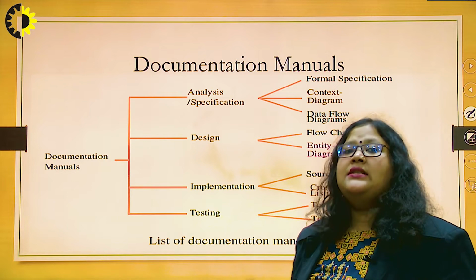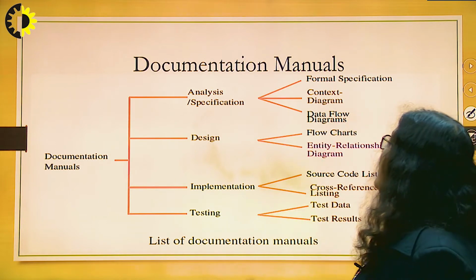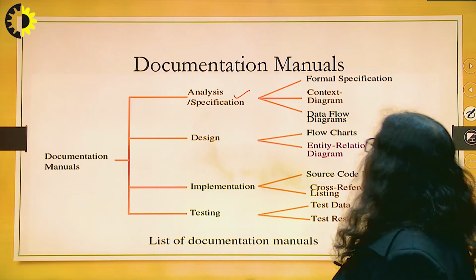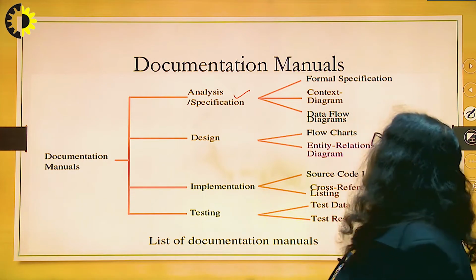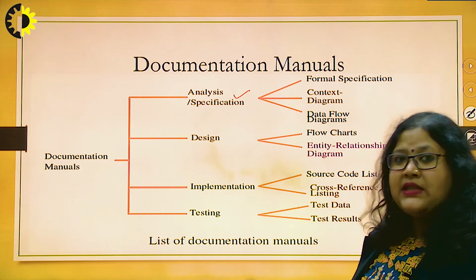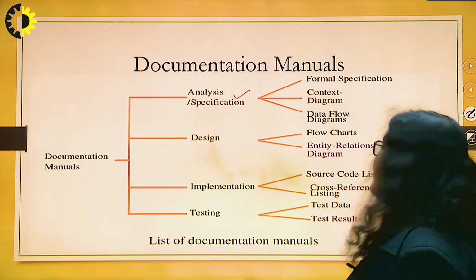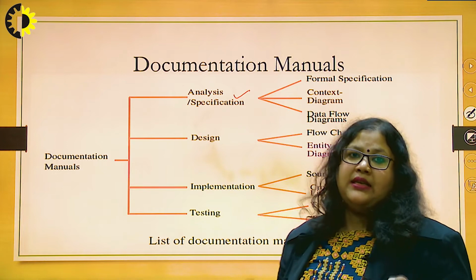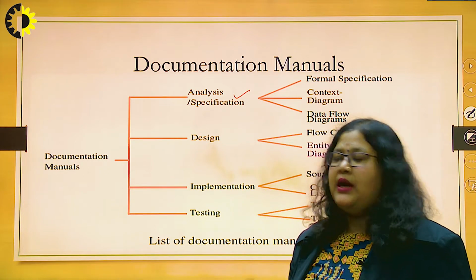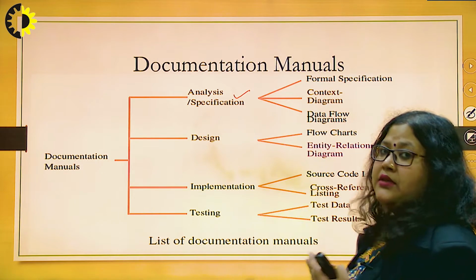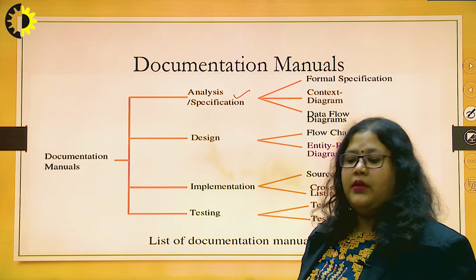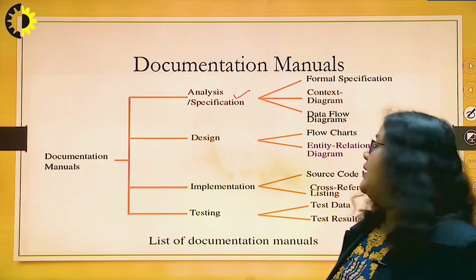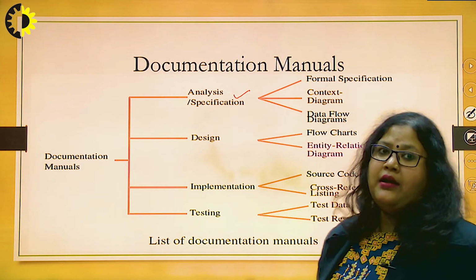So first I start with the analysis part. Basically, when we start the analysis of any project or software, it divides into three categories. First is the formal specification, second is context-based diagrams, third is data flow diagrams. These are the basic specifications of the analysis part. Now the design. Design means we have to draw the prototype of any software. So it is represented in the form of flowcharts and ER diagrams.